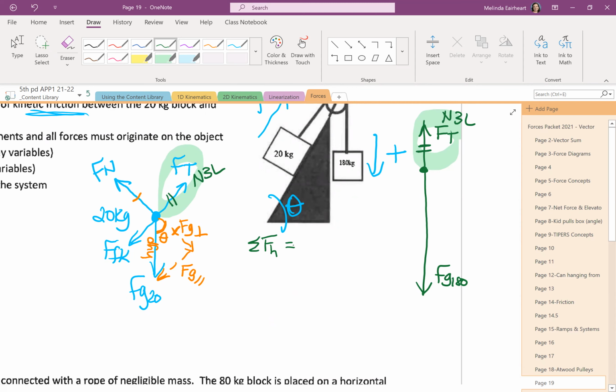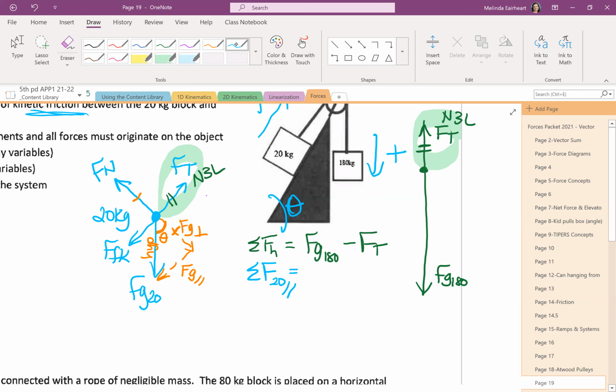Right. We said down was positive, so I'm going to have a positive FG 180 and then minus FT. And that's it for the hanging block. What about FNet for the 20 or the tabletop? Now we're just doing parallel. It's moving parallel to the surface, and so you just want to focus on the parallel forces.